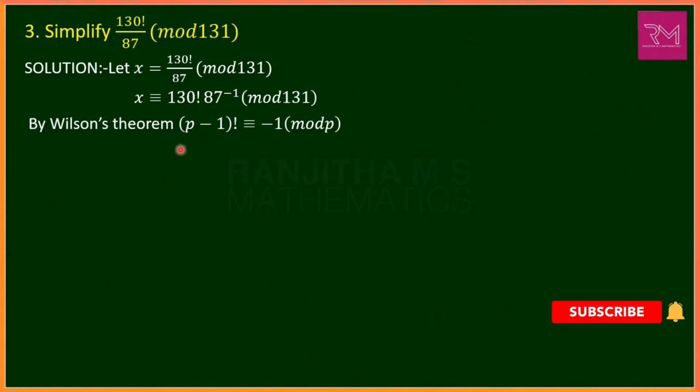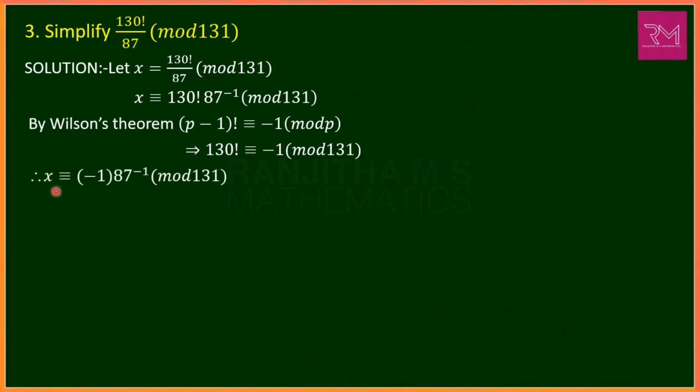Substituting p value 131, we get 131 minus 1, that is 130 factorial, is congruent to minus 1 under modulo 131. So here we have x is congruent to 130 factorial into 87 inverse under modulo 131. By the help of Wilson's theorem, 130 factorial is congruent to minus 1 under modulo 131. So in the place of 130 factorial we can write minus 1. That's the next step. Therefore we get x is congruent to minus 1 into 87 inverse under modulo 131. Now we can call this equation number 1.